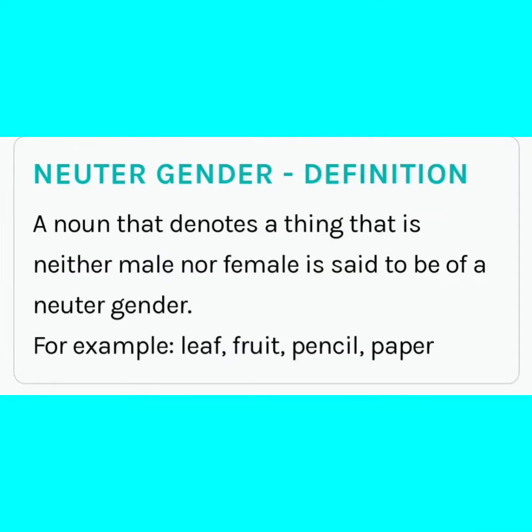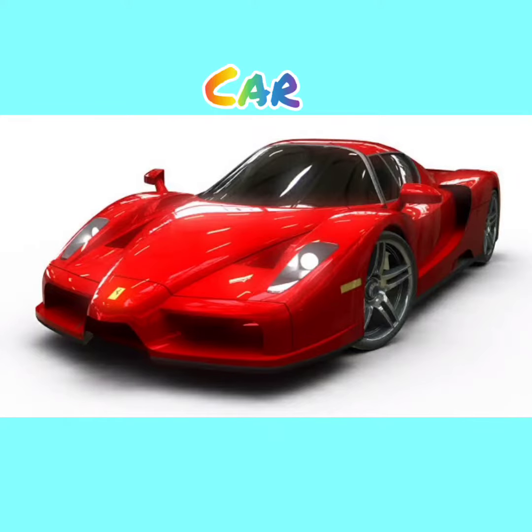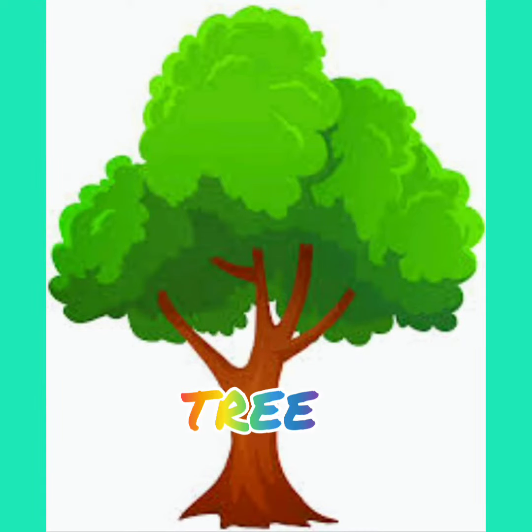Number three, neuter gender. A noun that denotes a thing that is neither male nor female is said to be of a neuter gender. For example, pencil, car, tree, etc.